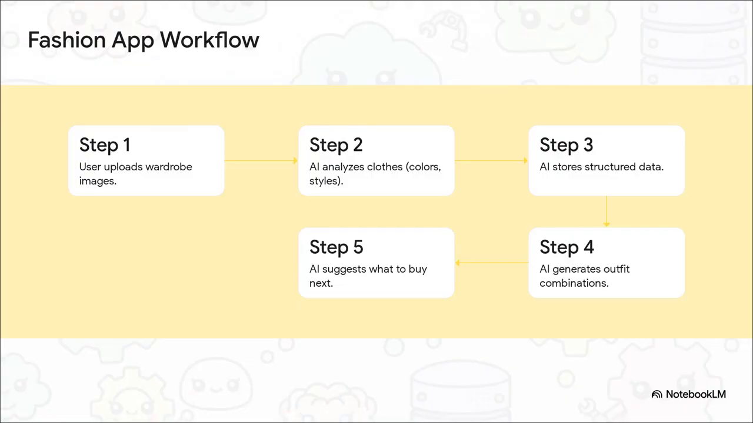So let's make this real. Imagine a fashion app. A user uploads a photo of their closet. That's the input. Then the AI follows a really strict set of instructions, right? Step 1, analyze the clothes. Step 2, store the data. Step 3, generate combos. And finally, suggest a new purchase. You see how that works? It's a predictable step-by-step process. That whole chain of events is the AI workflow.